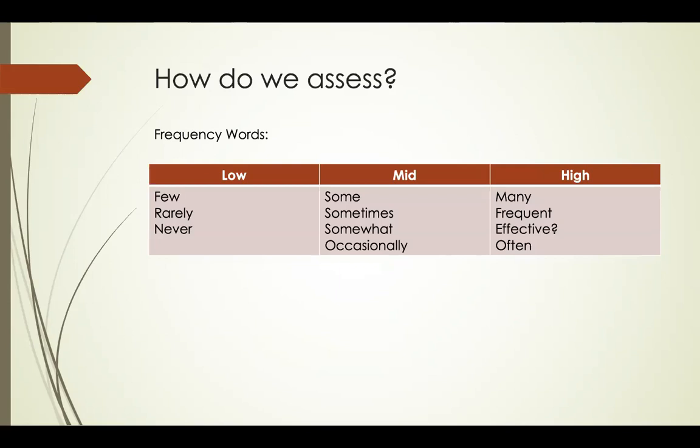So those are the type of words that we're looking at. So the words that you see right here are the ones that we're kind of thinking about as we're in the classroom to see how often it is happening. And if things are happening often, then the classroom is going to score at a high range. So it takes everything into account.